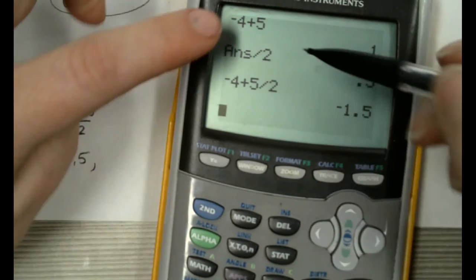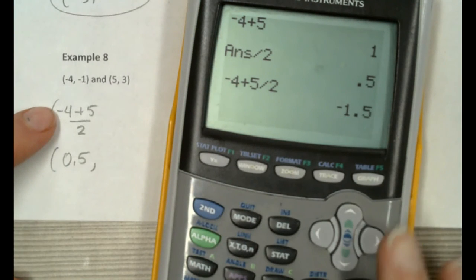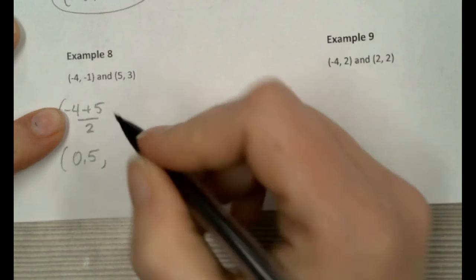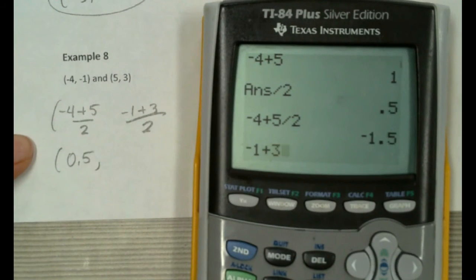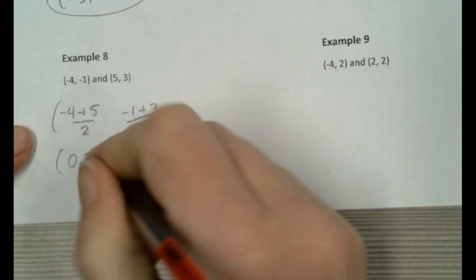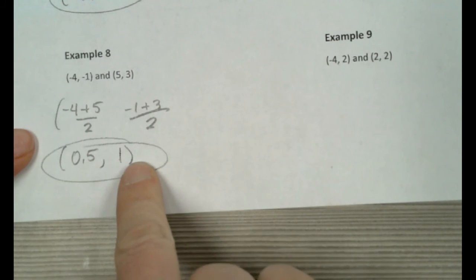You have to do it in 2 steps, or you can type it in as a fraction like we were doing before. Okay, for the y's, we're going to do -1 plus 3 divided by 2. And that one gives you 1. So there's my midpoint. Remember, all of your midpoints is going to have an x, comma, y.